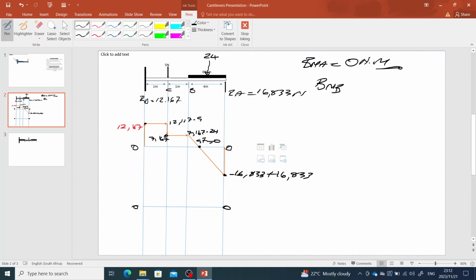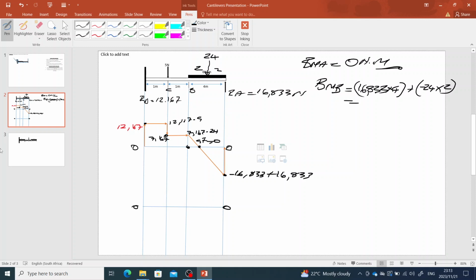Then bending moment at B, on that point, it will be 16,833 multiplied by perpendicular distance, of which it is 4, plus open bracket, negative 24 multiplied by perpendicular distance. The perpendicular distance is 2, equals to 16,833 multiplied by 4 plus negative 24 multiplied by 2.